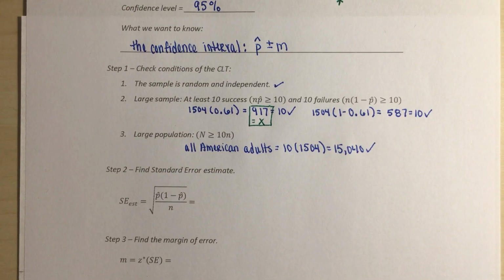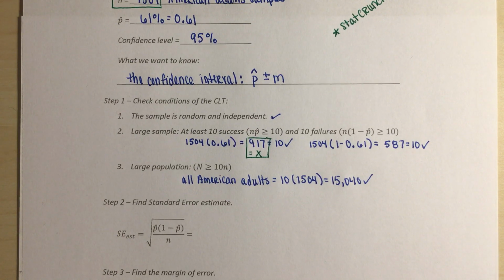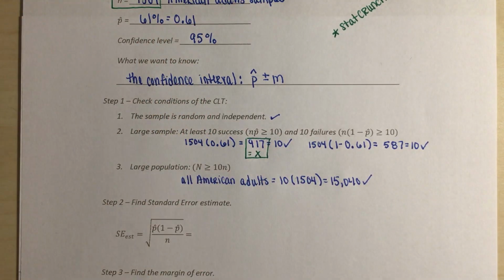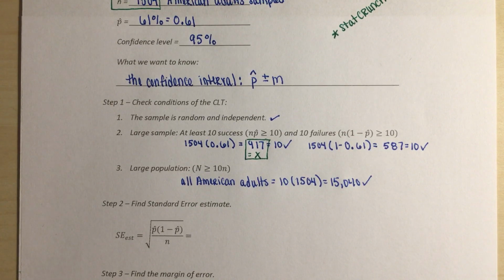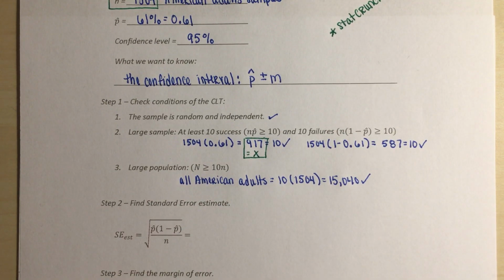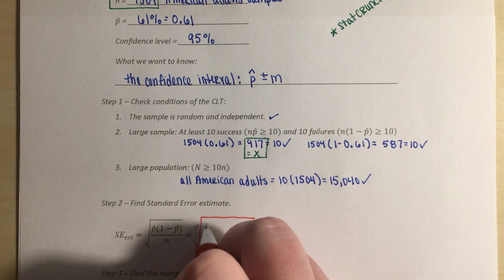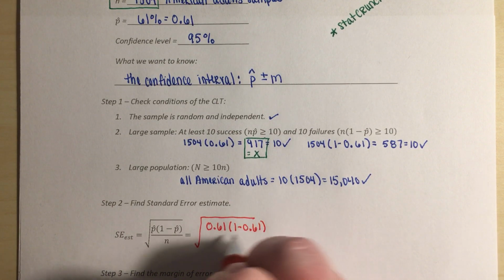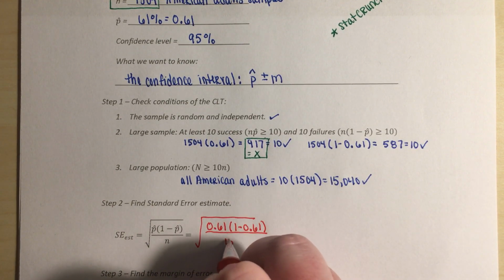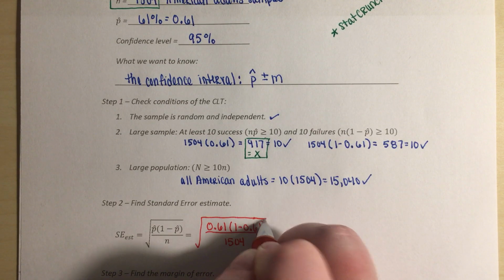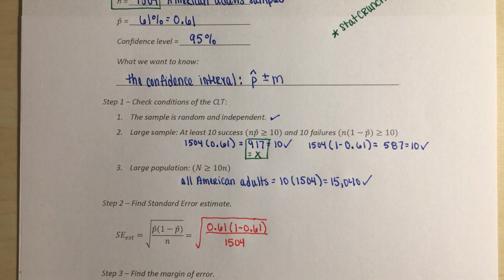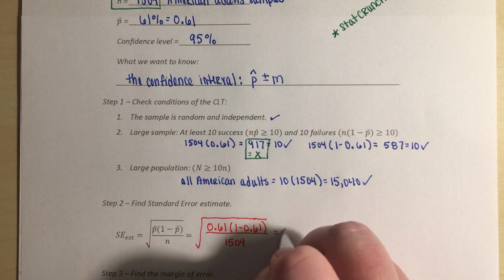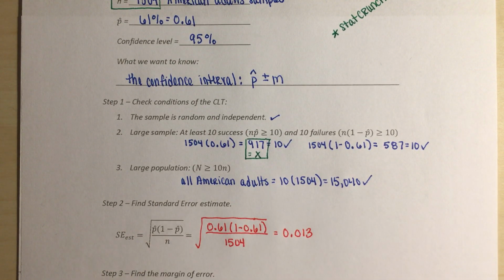All right, so step 2, we're going to find our standard error estimate. If we look back up here, again, we're going to use our p hat and our n that we've been using in this formula. So we plug these values in here: 0.61 times 1 minus 0.61 divided by n, which was that 1504. Again, if you're plugging this into the calculator, I recommend plugging in as much in it at once. Wait until the end to round, and we get 0.013. As we did before, a lot of times we're going to round our standard error estimate to 3 decimal values.